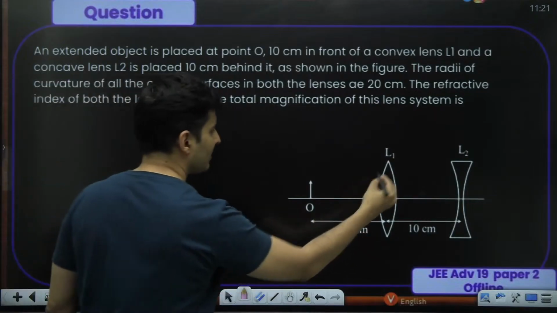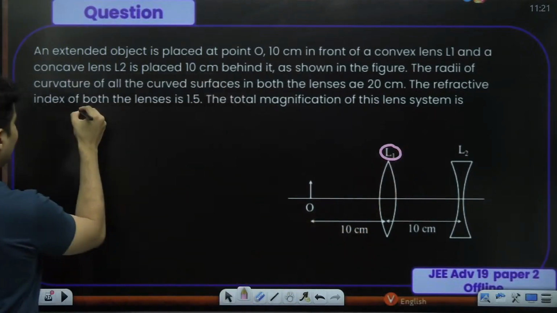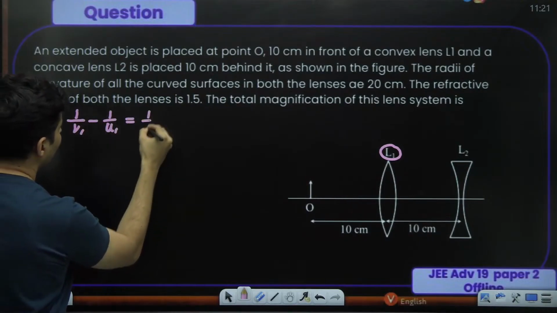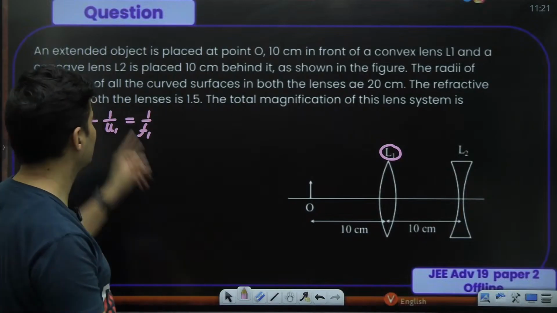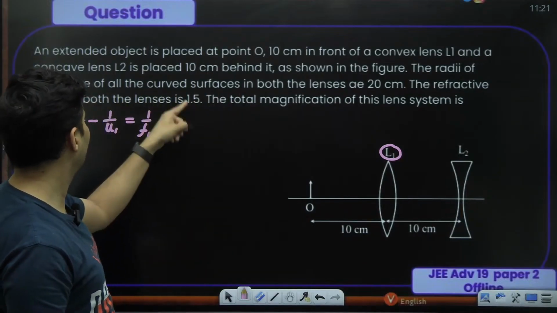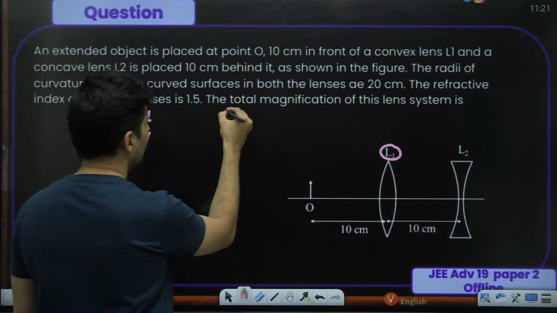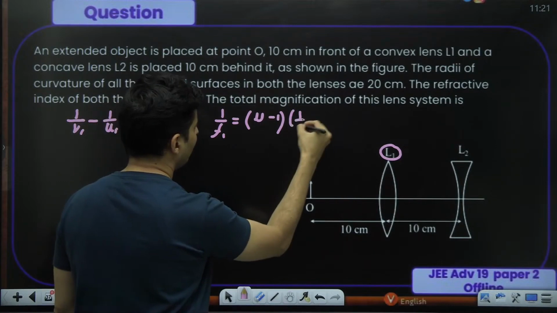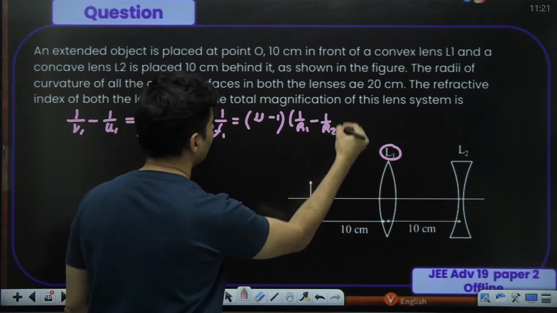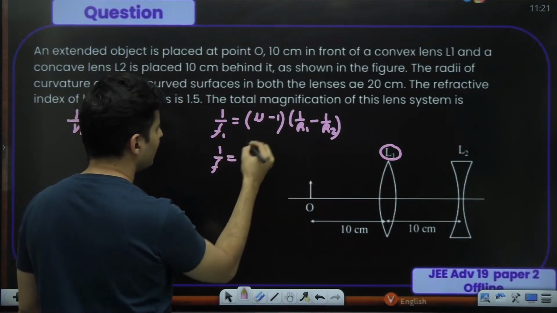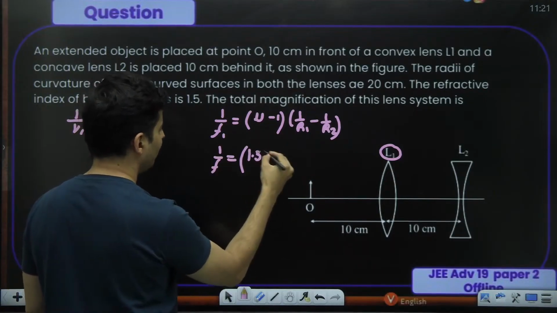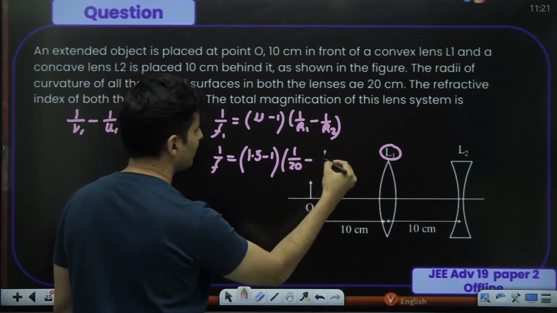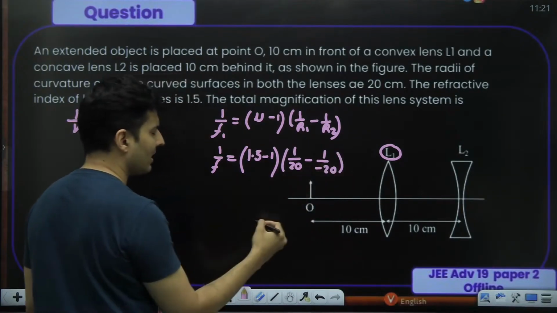So starting off for this particular lens L1, if I use 1 by v1 minus 1 by u1 is equal to 1 by f1, I need the focal length first. So curved surface refraction is given and refractive index is given. So 1 by f1 is mu minus 1, lens maker formula, 1 by R1 minus 1 by R2. So 1 by f1 is equal to mu, which is 1.5, minus 1. Radius of curvature is 20. So 1 by 20 minus 1 by minus 20 because of the sign convention.